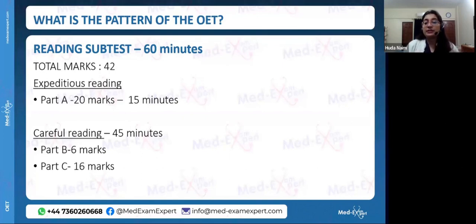So the first part is the reading part A, and that is for 20 minutes. You would be given a booklet and you have to complete your reading part A in 15 minutes and hand it back. And then you have the reading part B and C, and that lasts for 45 minutes. Reading part B and reading part C are for 6 and 16 marks respectively. And then we will be discussing the subtest in detail.